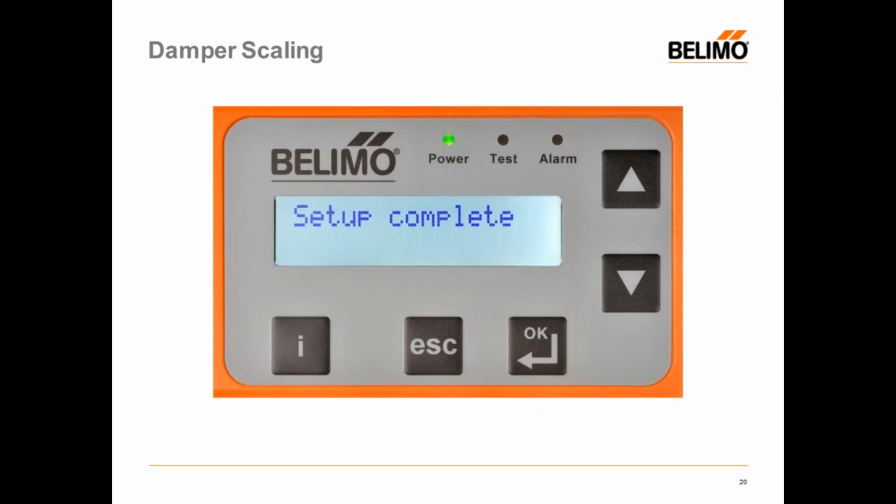Once all the parameters are set, you'll go into damper scaling mode. It will perform a countdown before it goes into operate in automatic mode. The intent of this is to determine the mechanical limits of the damper assembly and rescale the actuator output to represent the controlled position of the damper. It's important to note that a visual inspection must be completed prior to setup.